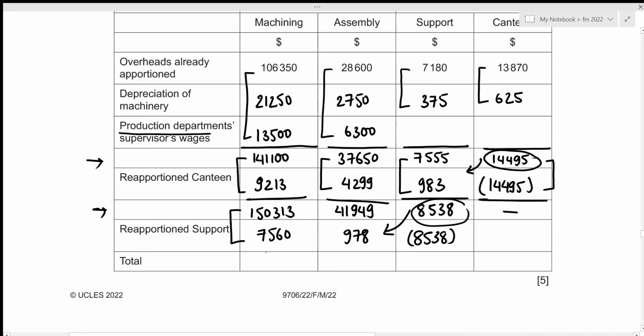Now we need to figure out the total, which is just going to be the sum of these two values. For machining, that's 150,313 plus 7,560, which results in the total overheads for machining department to be 157,873. And for assembly, that's 41,949 plus 978, which results in the total overhead for assembly department to have the value of 42,927. And for support departments, that's 8,538 minus 8,538, which is 0. And this concludes the first part of this question. Now we can move towards the second one.